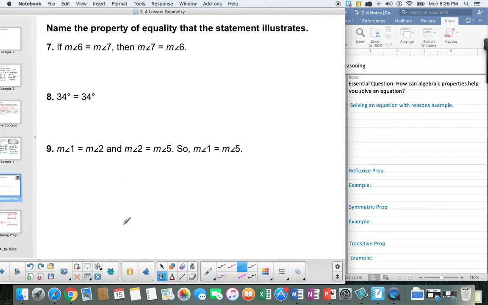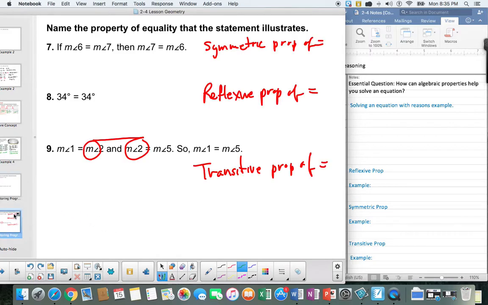Okay, so I want you to name the property that you're seeing. Stop the screencast, see if you can figure it out, and then start it up again. Okay, here are the answers. Number 7 is symmetric. Remember, we're changing the order. Number 8 is reflexive, when something is equal to itself. And number 9 is the transitive. Again, you have that connection, and once you have that connection, you know that the first is equal to the last, and that's what we're saying right here.